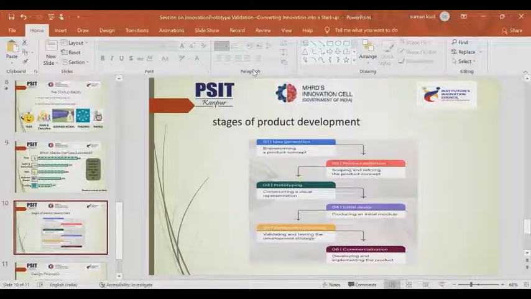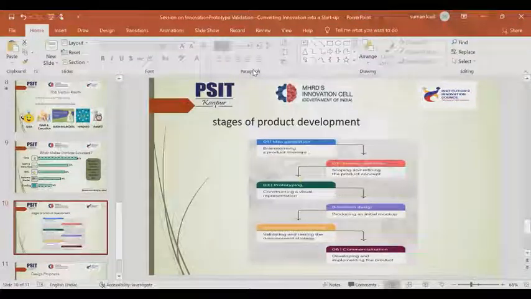Okay, the next one is product definition. Once you have completed the business case and discussed its functionality, it's time to define the product. What is the product going to be? What is the scope of the product? What are we going to make? This is also a scoping of the concept.